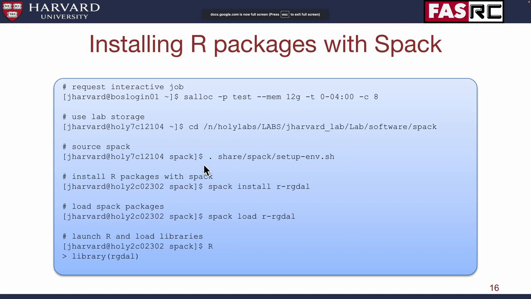Once you have Spack set up, then you can source Spack with the command . share/spack/setup-env.sh. You can install R packages with Spack with the command spack install and then the package name. To load the package, the command is spack load and the package name. Once you launch R, you can simply load library(rgdal).